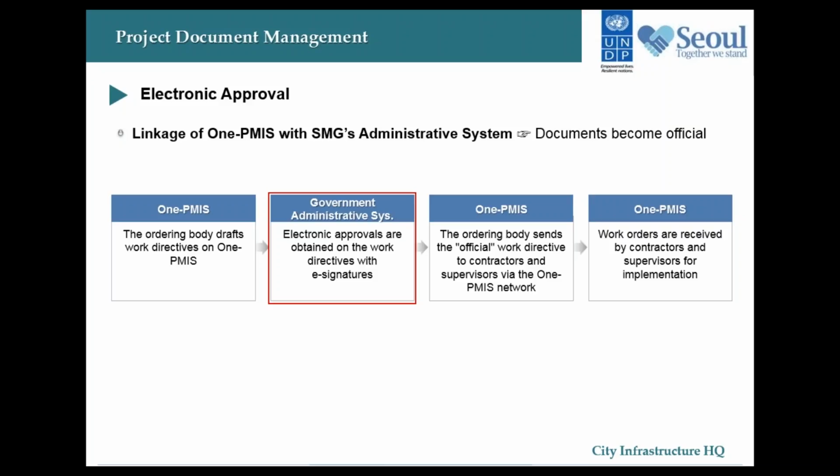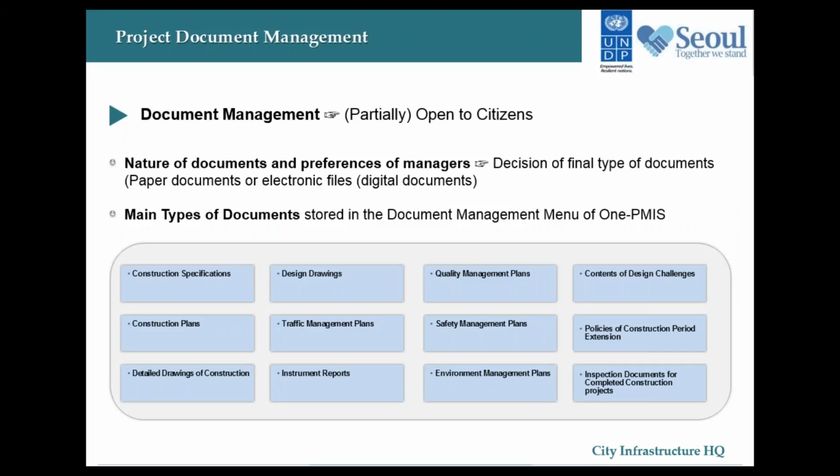So after this document that they developed on OnePMIS gets approved through the government's official administrative network, electronic signatures will be registered, and then the responsible officials would send their work directives to the contractors and supervisors back via OnePMIS. So basically the document would go from the OnePMIS network to the government administrative network. When that gets officially approved with electronic signatures on the official government administrative network, it gets sent back to the OnePMIS and then shared through all the contractors and the subcontractors. So this is how the Seoul government ensure that the project work directives registered in the OnePMIS have the actual official authority.